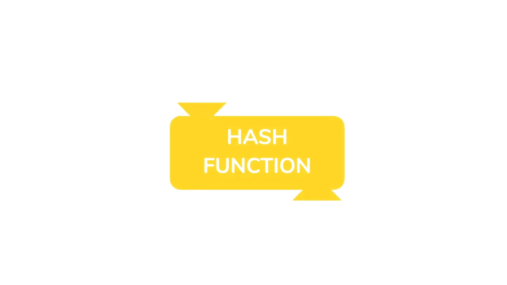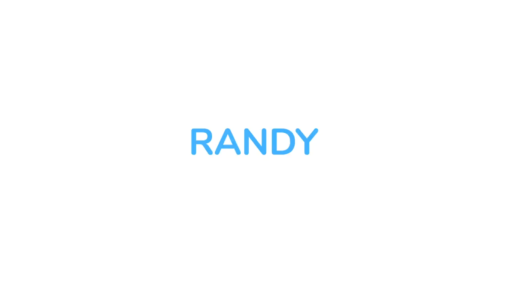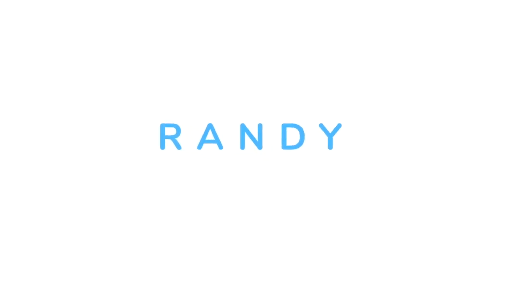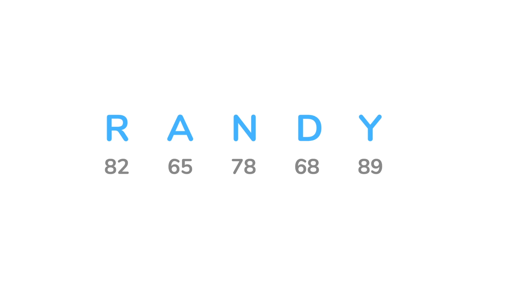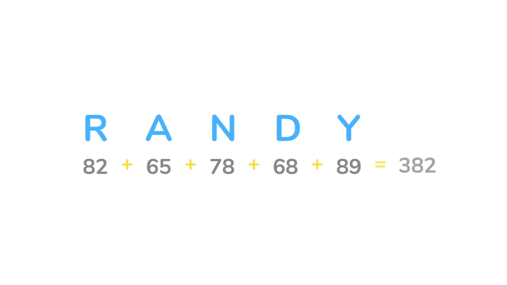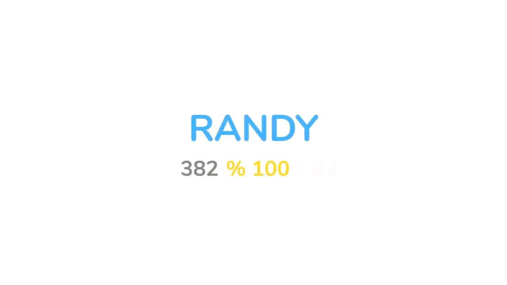You can see that hash functions play a pretty important role in these kind of data structures. Let's look into hash functions a bit more. I'm going to give an example of a hashing algorithm. I'm just going to give an easy example. Each letter of the word Randy will be converted into its ASCII code. This just means that we're going to turn each letter into a number. And then we sum it up and divide it with 100 and get the remainder.